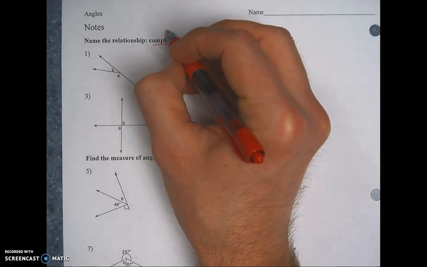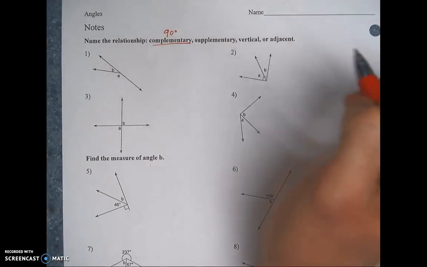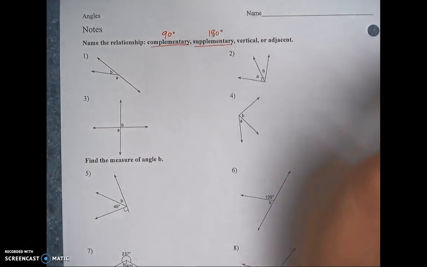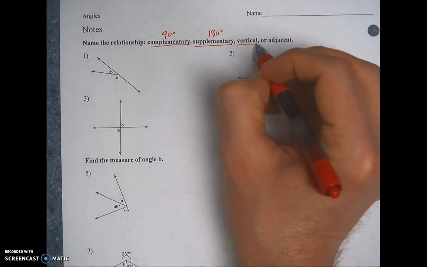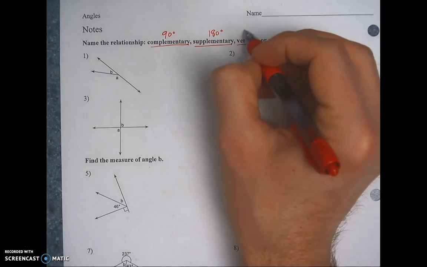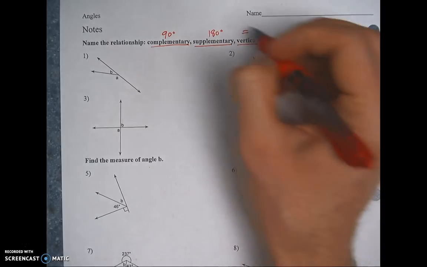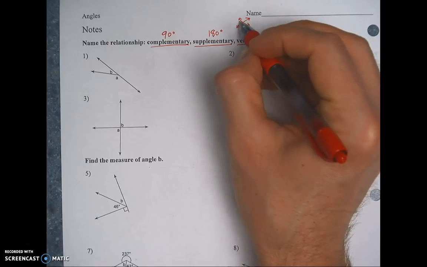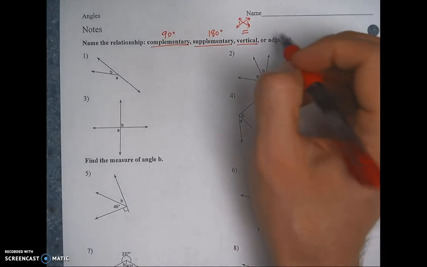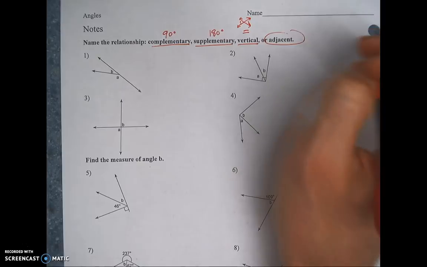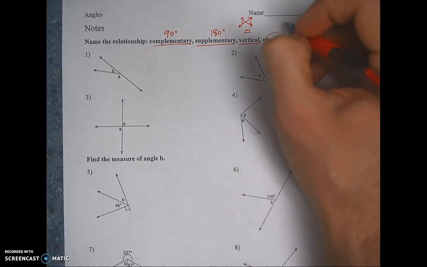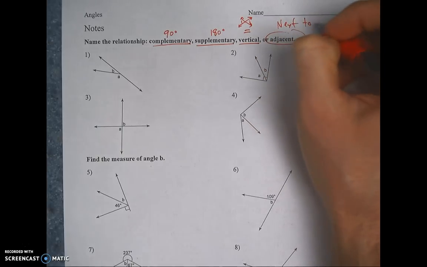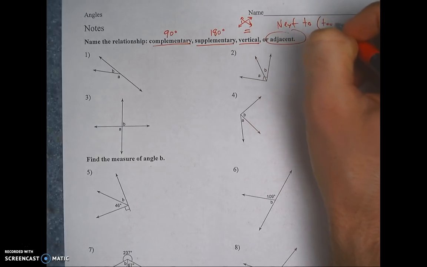Complementary, which we said add up to 90 degrees. Supplementary, they add up to 180 degrees. Vertical, okay, those are equal to each other. Those are the ones that are across. So in the picture, you're going to see an X, and they're going to be on opposite sides. And then adjacent is a new one. Okay, we didn't have that on the other side with the vocabulary. This just means that they're next to each other. It means they're touching.